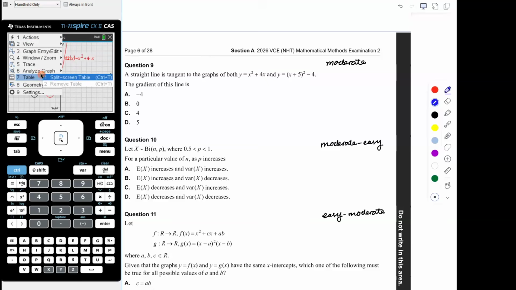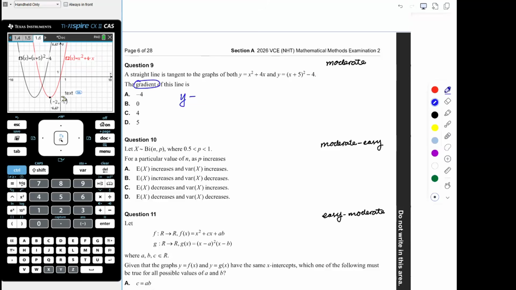Okay? To see this, you can actually get the minimum of this graph. So y equals minus 4, but we would like the gradient of the line. So I'll get dy/dx equals 0. So actually it's option B. It's not the value or the equation of this line.